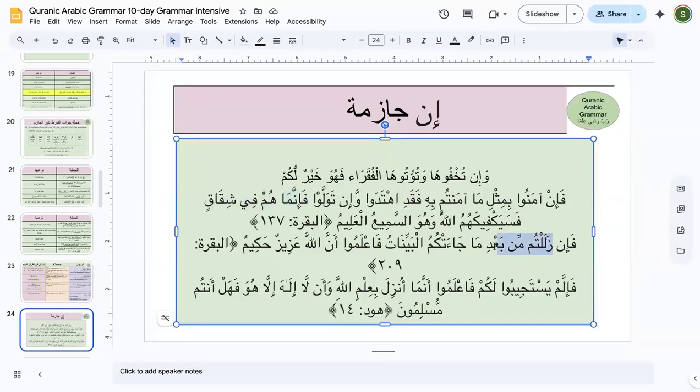Again, "in zalaltum min ba'di ma ja'atkumul bayyinat fa'lamu". So this zalaltum is fi'l madi, a past tense. It is going to be called fi mahalli jazm. Your jawab is beginning with fa rabita. Why so? Because your jawab is a command, fi'l amr, right? I'lamu, i'lamu.